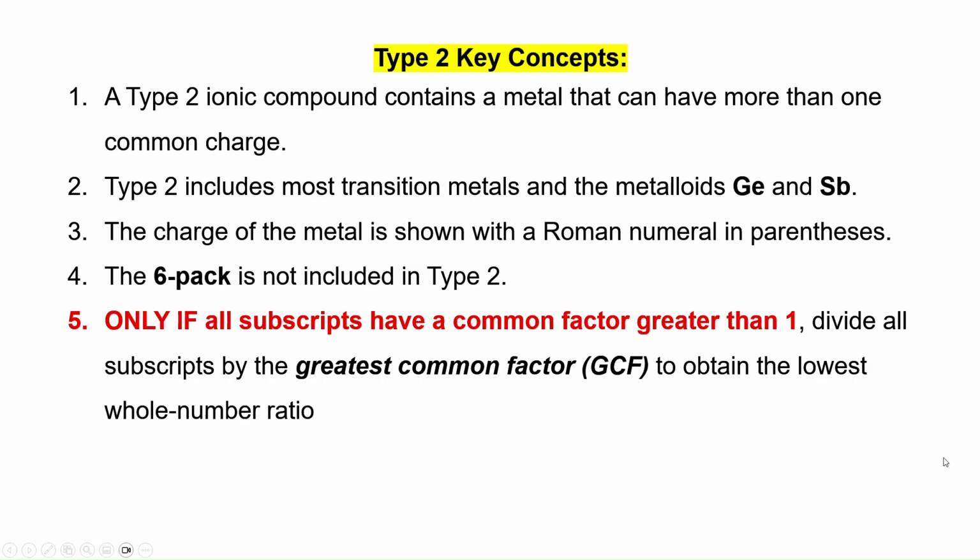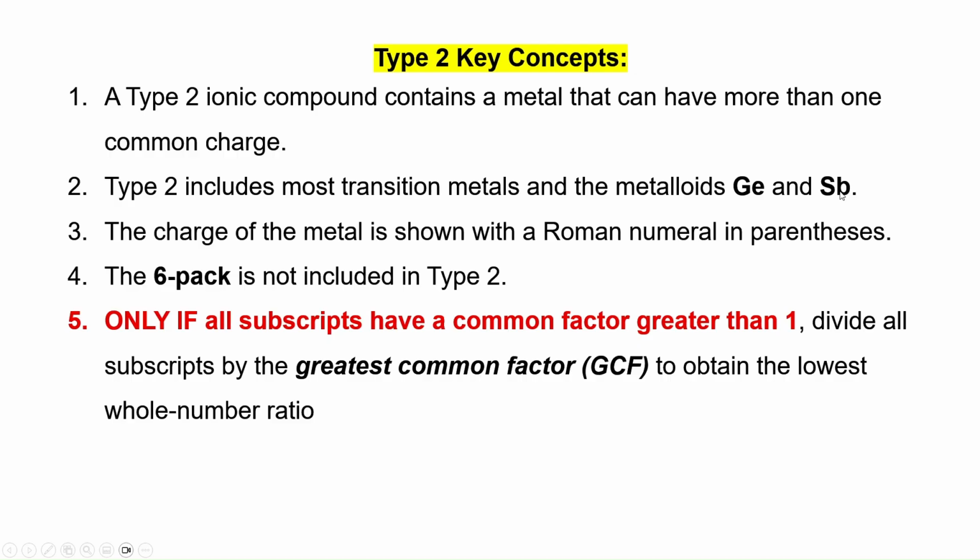The focus of this video will be to review key concepts of what a type 2 binary non-acid ionic compound is. Furthermore, I'm going to work multiple problems going from formula to name. At an introductory chemistry level, a type 2 ionic compound contains a metal that can have more than one common charge. A type 2 includes most transition metals and the metalloids germanium and antimony.